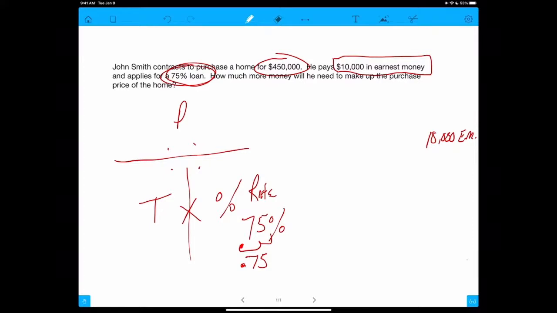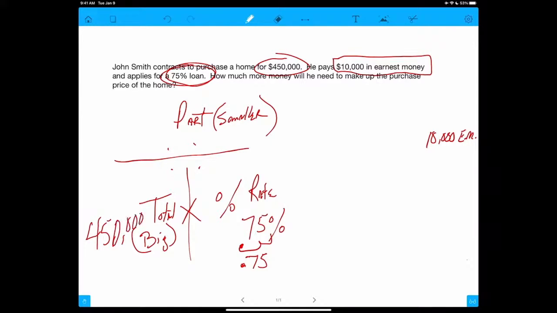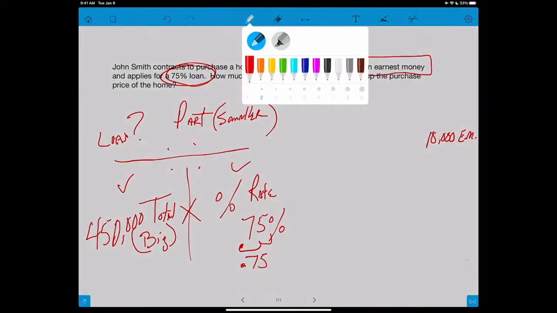So now we're getting down to part and total. Part is always the smaller number, and total is always going to be your bigger number. In this problem, $450,000 is the sales price, which is the bigger number. We're solving for the loan amount, which will be the smaller number. Therefore, we have both of our bottom numbers, and our math tells us to do what?